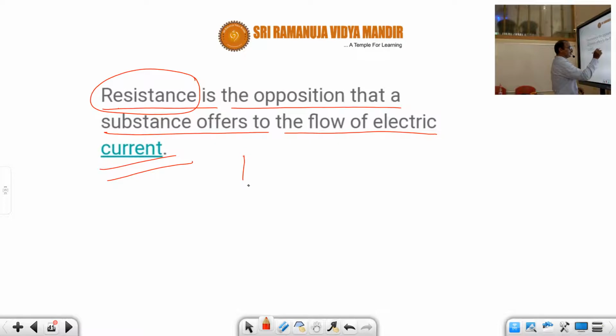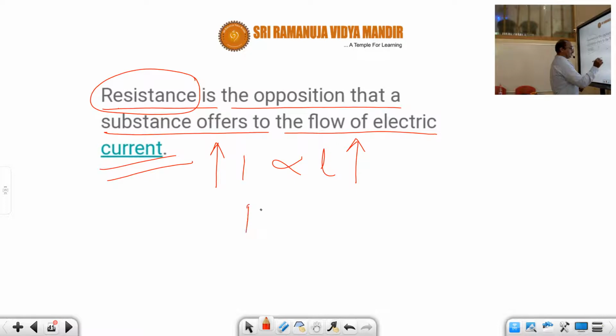So on what factors will the resistance depend? The resistance of any wire is directly proportional to the length of the wire. You know the direct relation and inverse relation. That means if the length of the wire is increasing, the resistance is increasing.